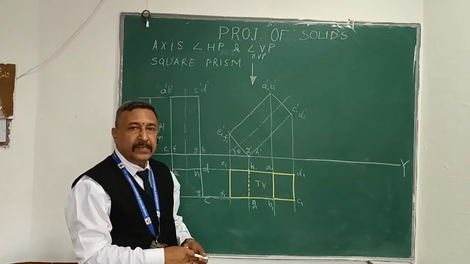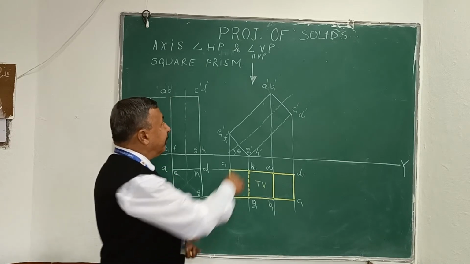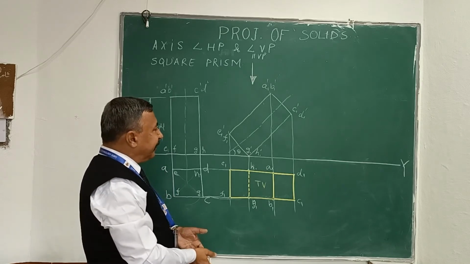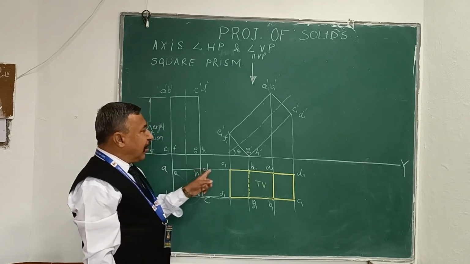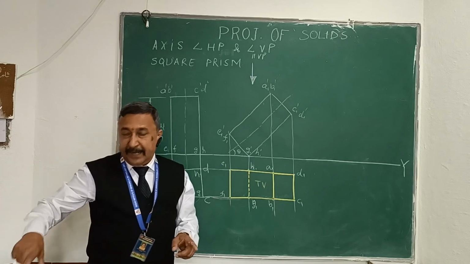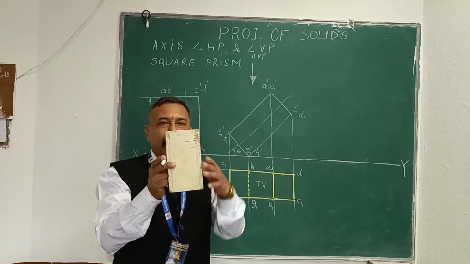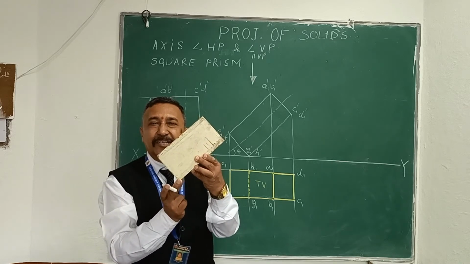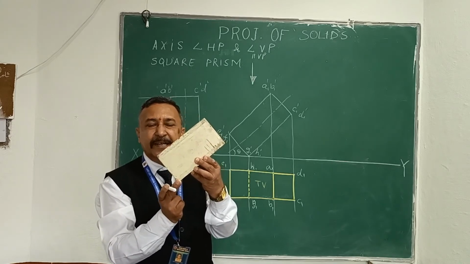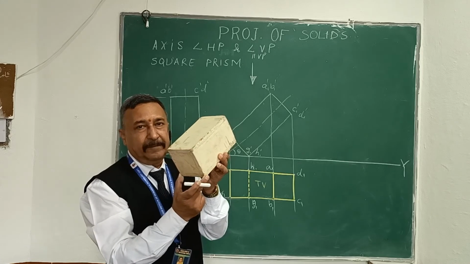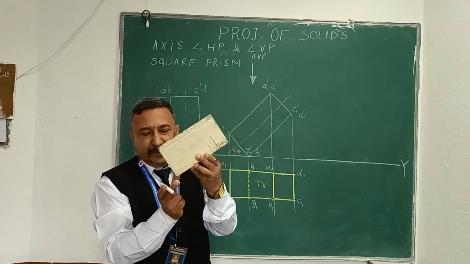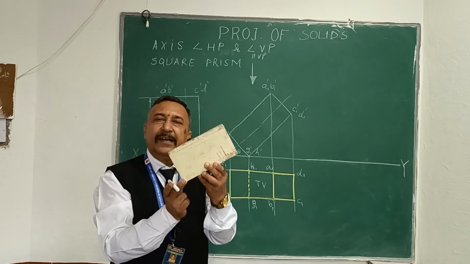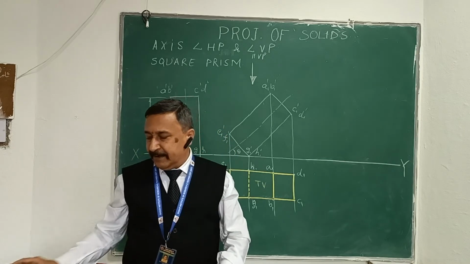This completes our top view. Now our second position, that is axis inclined to VP. It is given by the edge on which it is resting. As I already told you, this is the first position, and in the second position the edge on which it is resting is inclined to VP. So we have to incline this edge, and in this way the axis is automatically inclined.